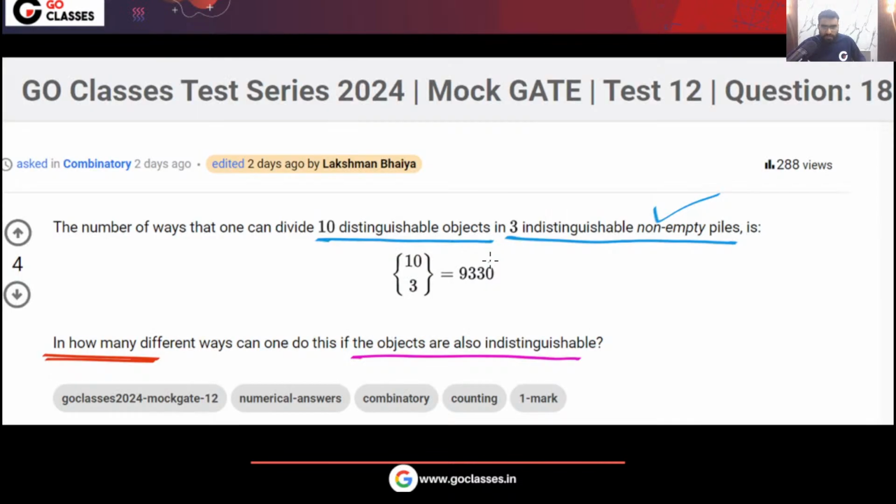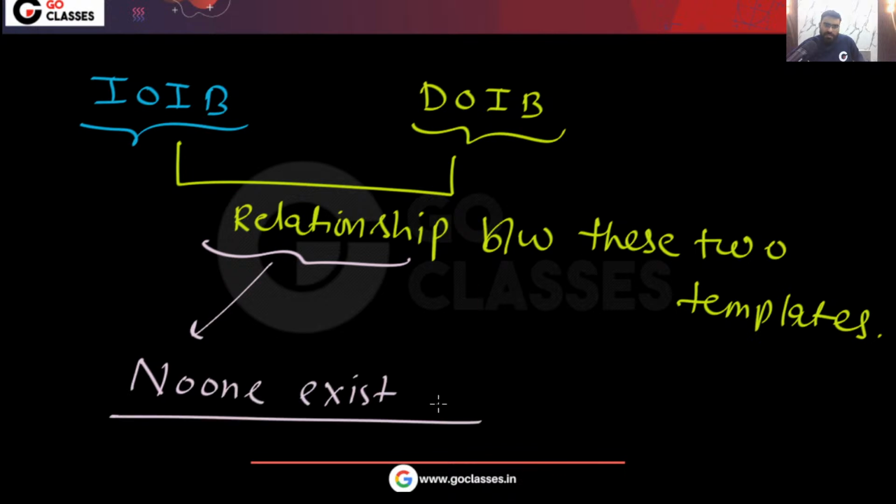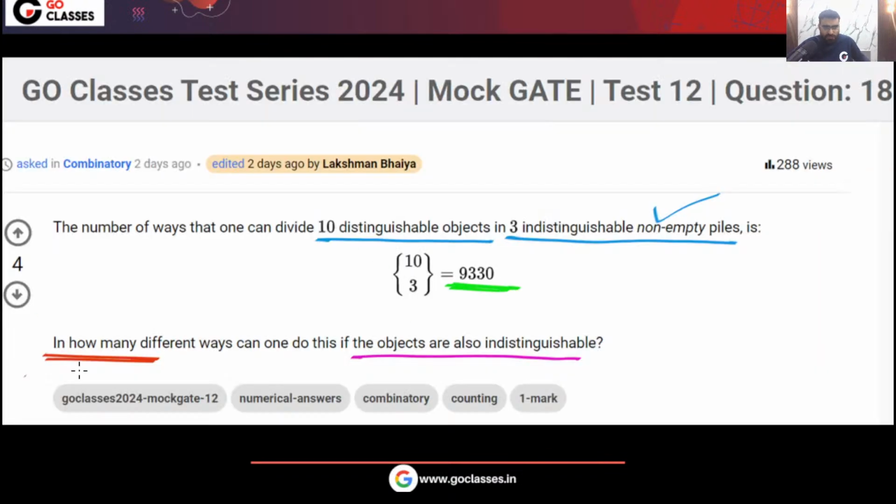Actually many students will either multiply by 3 factorial or divide by 3 factorial. Basically they will try to do something. Yes or no? But actually there is no relationship. This is the simple point, that actually there is no relationship. This IOIB has no relationship with anyone. None exist. So basically you cannot use this fact. This is what I am telling you.